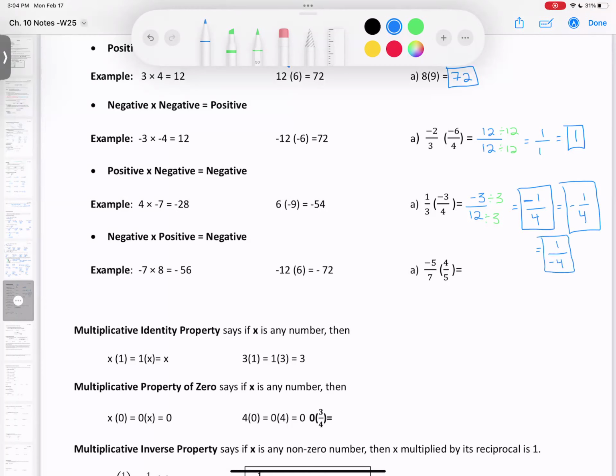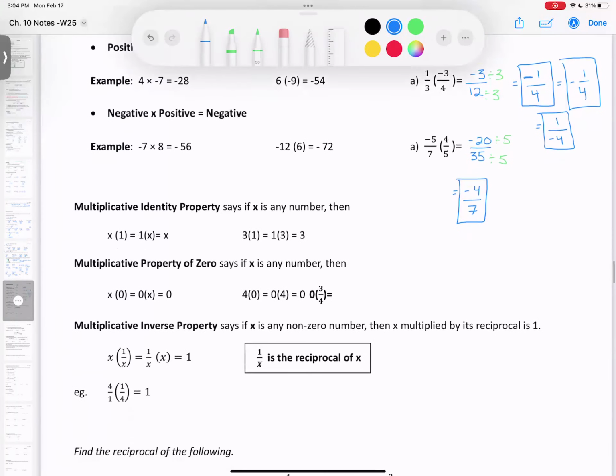Okay, and then if we have a negative number times a positive number, again, they were unlike, and so we get a negative answer. So negative 7 times 8 gives us negative 56. Negative 12 times 6 gives us negative 72. Now we do a fraction one. So on top, we've got negative 5 times 4 gives us negative 20. And on the bottom, we have 7 times 5, which gives us positive 35. And then here we can simplify because both of those numbers divide by 5 to give us negative 4 over 7.